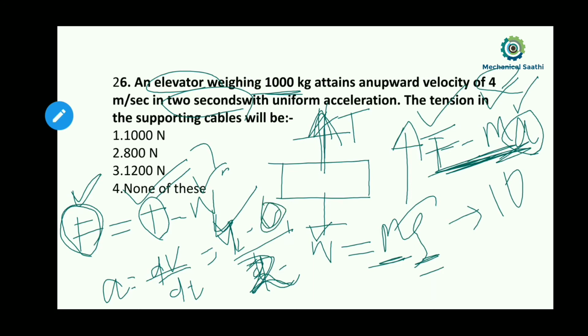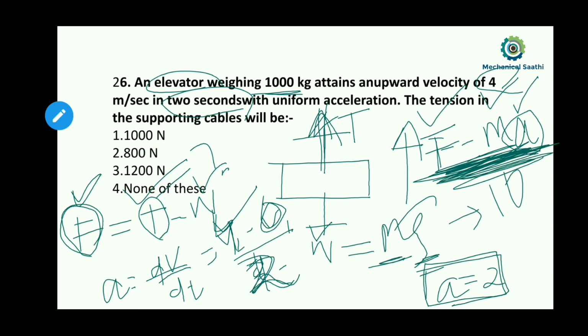So if we calculate this value, the acceleration a can be calculated as 2. So from here we get the value of acceleration, that is 2. Okay, now if we put it in the equation F equal to ma, we can calculate the value of force due to motion. Then after finding the value of F, we can put it in this equation and find the value of tension. So let us try to do that.